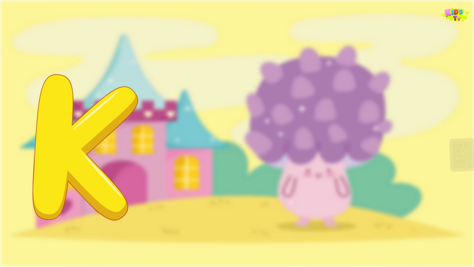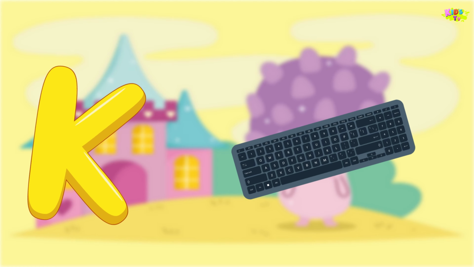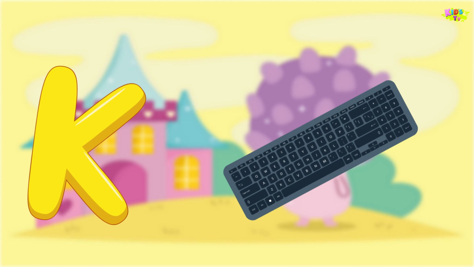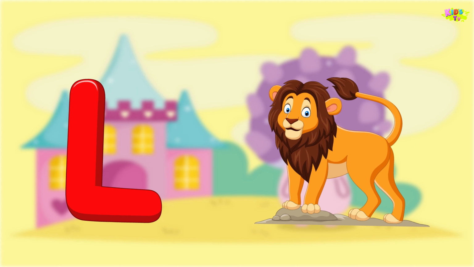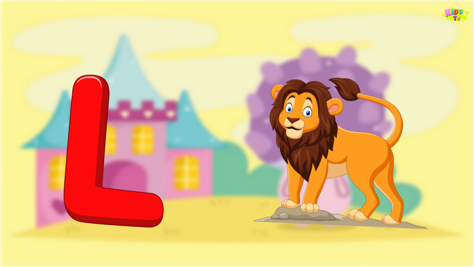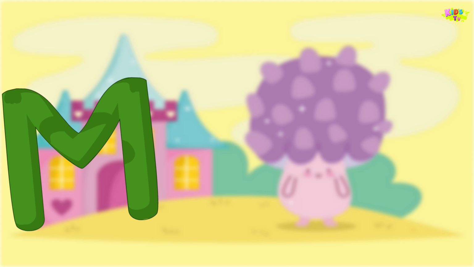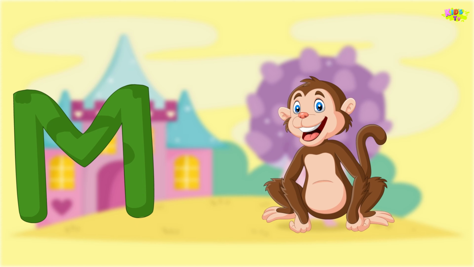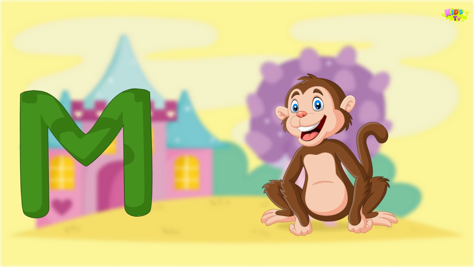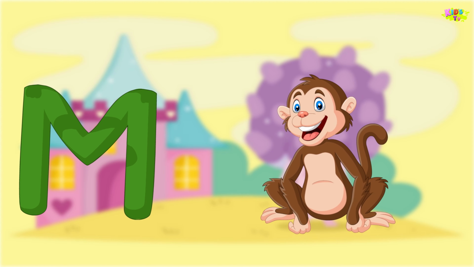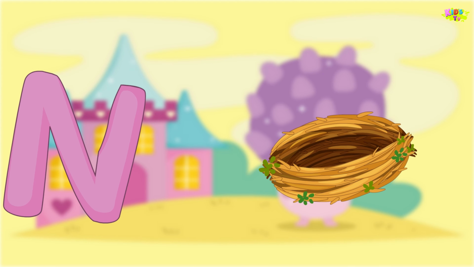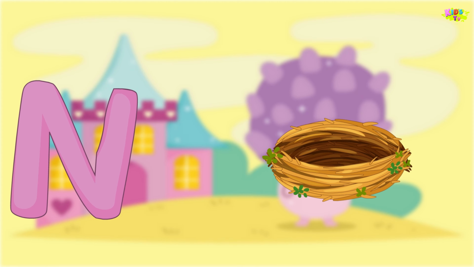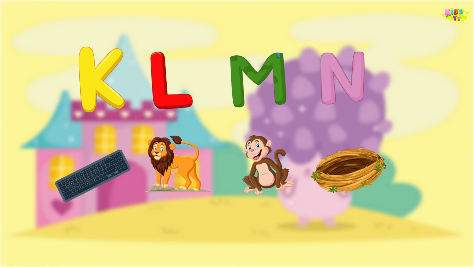K is for keyboard. L is for lion. M is for monkey. N is for nest.